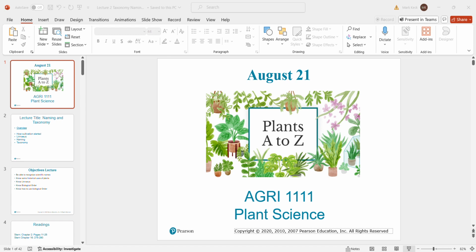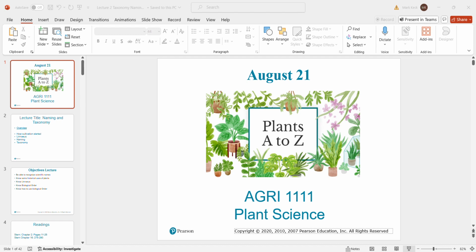Binomial means two parts to a scientific name. They're in Latin, so the name like Zea mays, the scientific name for corn, has two parts, Zea and mays. In this lecture, be able to recognize scientific names, know the historical uses of plants, know who Carl Linnaeus is, know the biological order, and know how to use the biological order, like in the backward reference to the Latin name, which will make sense at the end of the lecture.